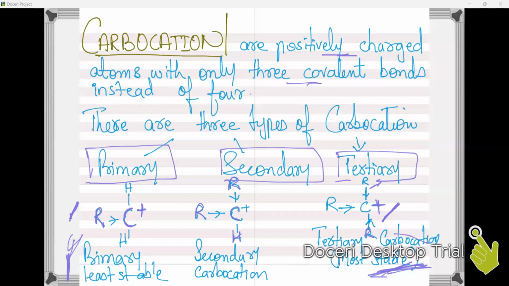So we were talking about the carbocations. Carbocations are positively charged atoms which have only three covalent bonds. They are primary, secondary and tertiary. Primary is the least stable. So if the first carbon changes into a carbocation, that will be the least stable. Secondary are more stable and tertiary are the most stable ones. So that is how the Markovnikov rule is going to be applied.